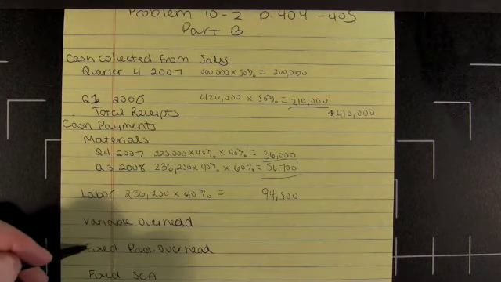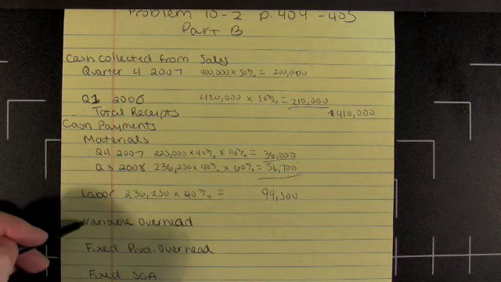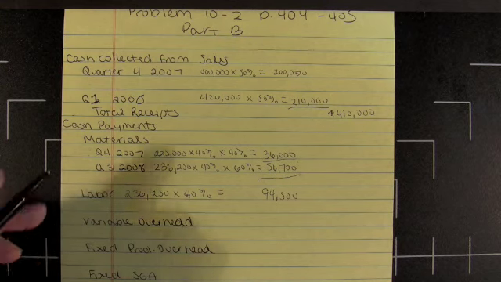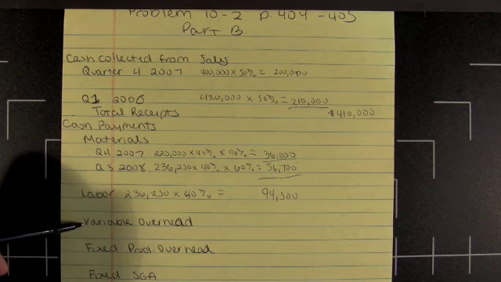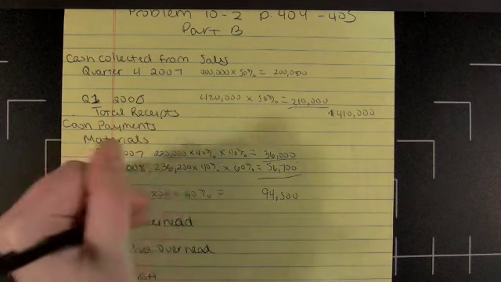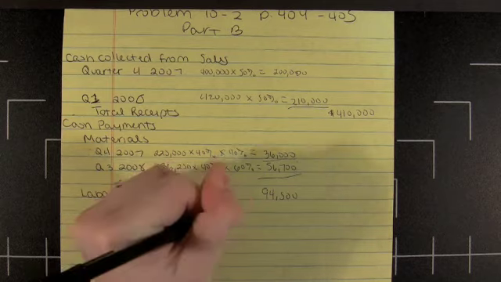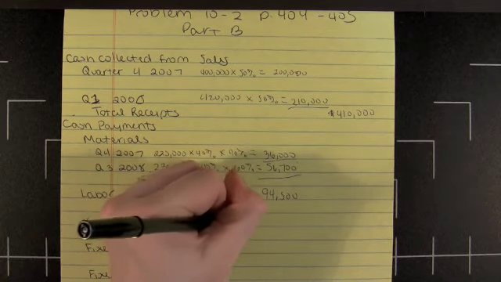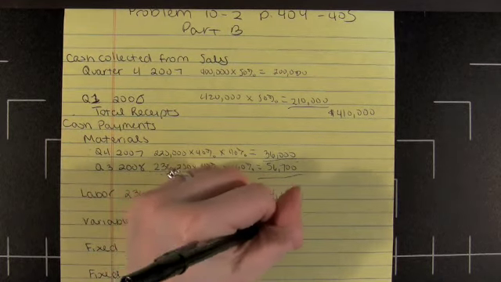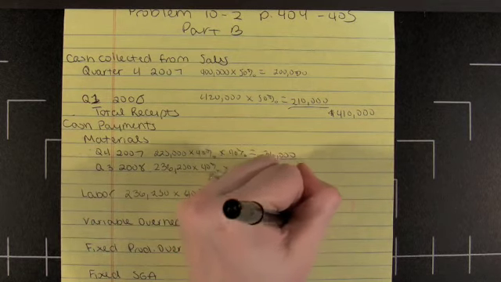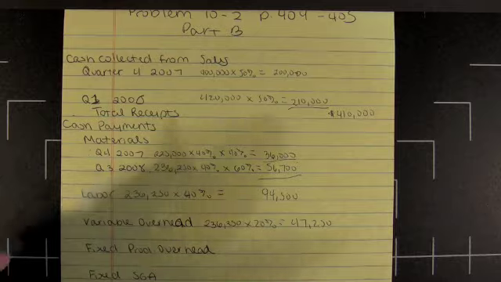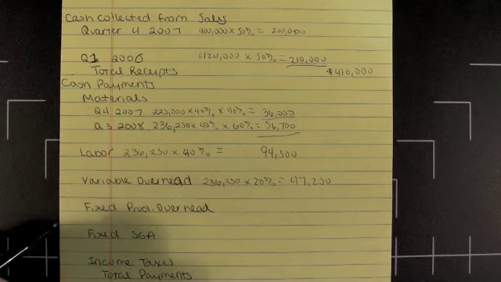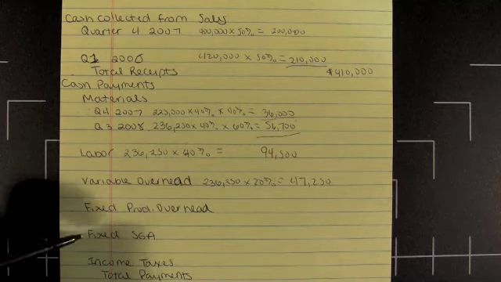$94,500. For variable overhead, variable production overhead, it is 20% of the variable costs listed in our contribution margin income statement, and is all paid for in the quarter that's incurred. So $236,250 times 20% gives us $47,250 in variable overhead.